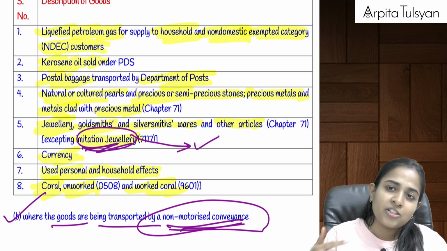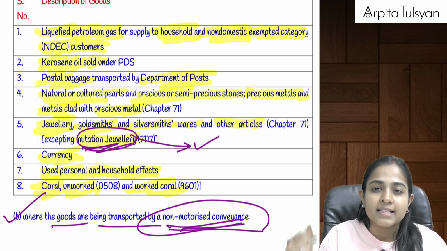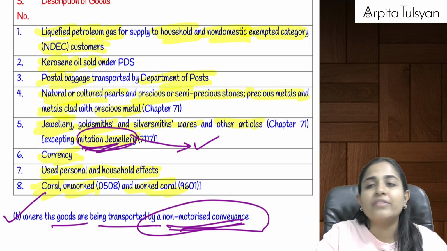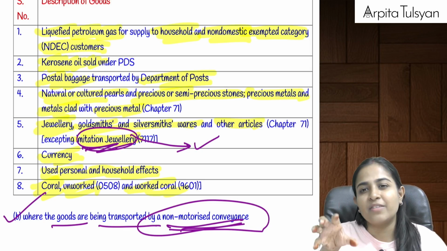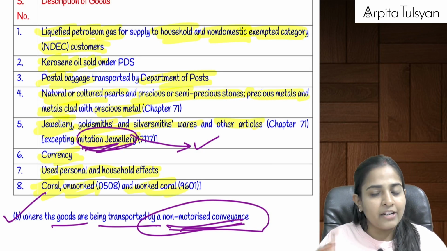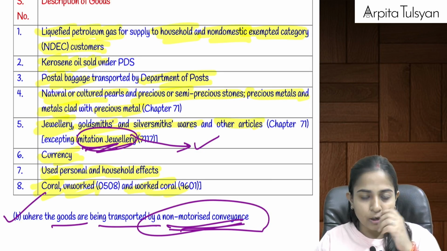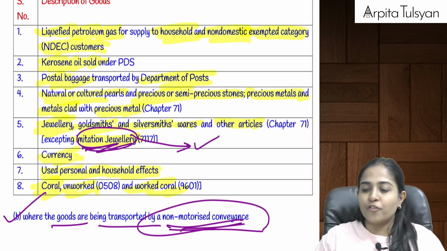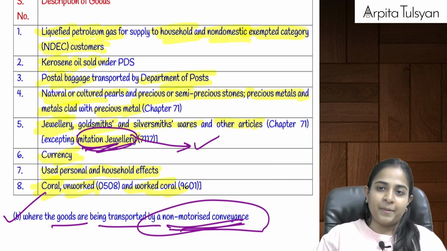When currency is transported, whenever personal belongings are transported from one place to another, coral, unworked and worked coral, whenever these are transported, these are some specific category of goods given for which you do not need an e-way bill at all. Forget about the value. Yes, but remember imitation jewelry. For transportation of imitation jewelry, even though it is a jewelry, e-way bill is required for that.